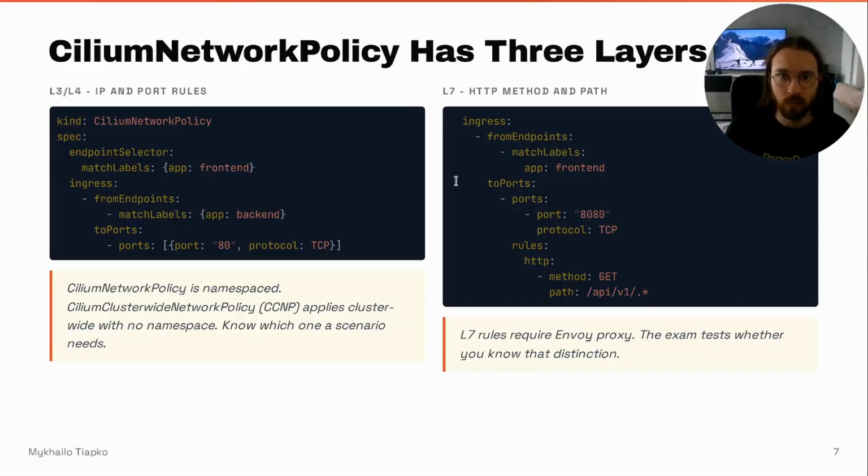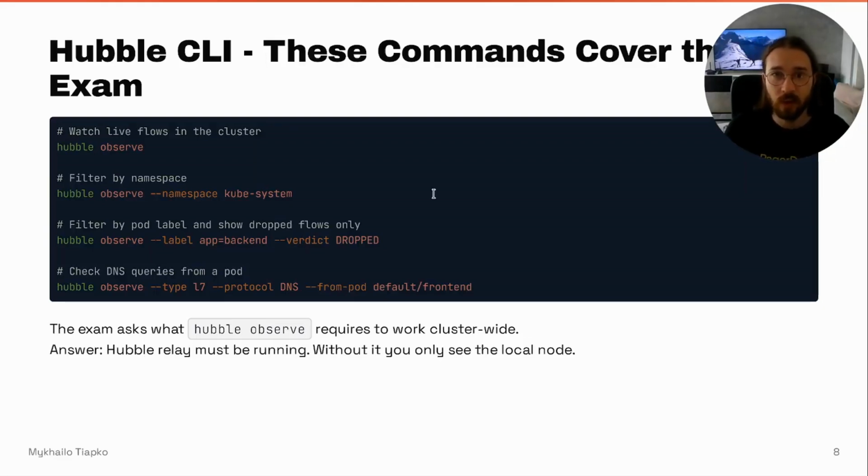Mutual authentication, WireGuard transparent encryption, and IPsec are all fair game. I'm not certain whether the exam goes deep on the WireGuard versus IPsec comparison or just tests awareness. I would read both sections in the docs and not gamble on it. For observability, my recommendation would be to know the difference between the per-node Hubble server built into the Cilium agent and Hubble Relay, which aggregates flows cluster-wide. If Relay isn't running, hubble observe only shows flows on the local node. That shows up as a question.